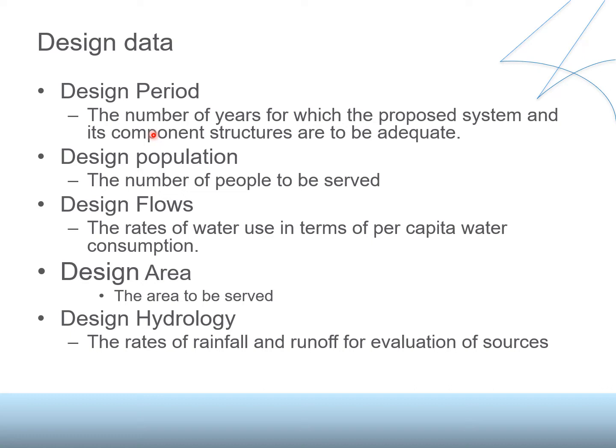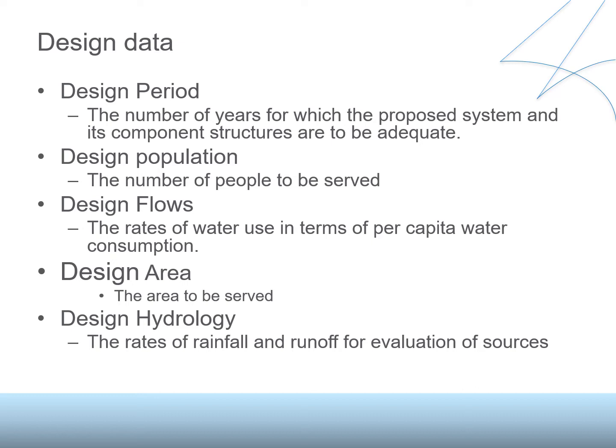Next is the design population, which gives the number of people to be served by the proposed infrastructures. Is it 20,000 population or 50,000 or 100,000 or 10,000? So what is the population to be served? Design flow provides the maximum flow the structure is going to handle. Design area shows the extent of the area to be served, and design hydrology evaluates the source by analyzing the catchment rainfall runoff processes.